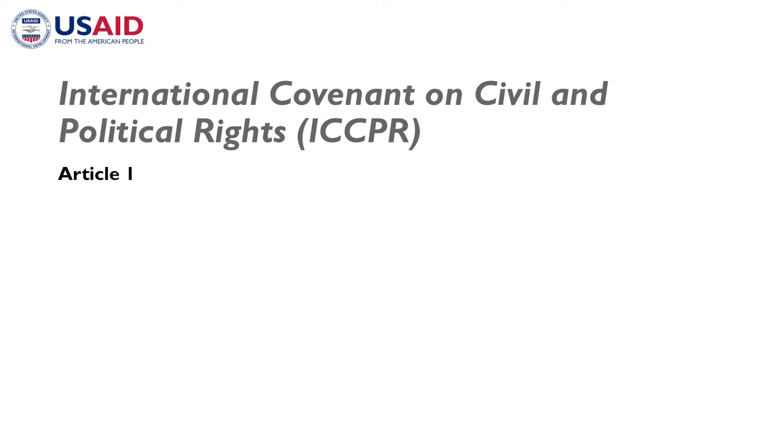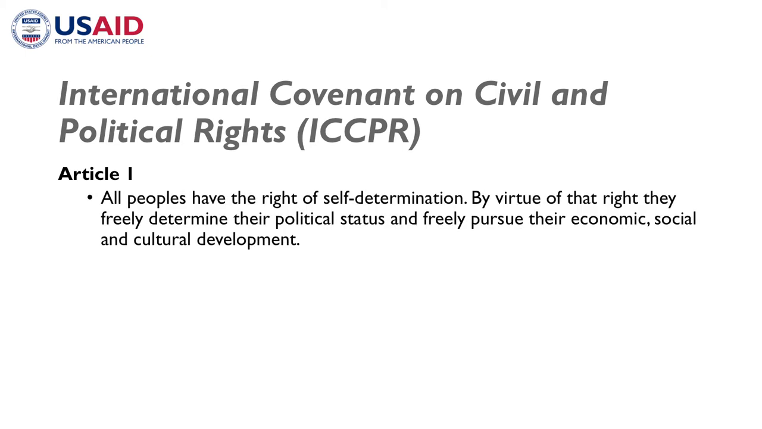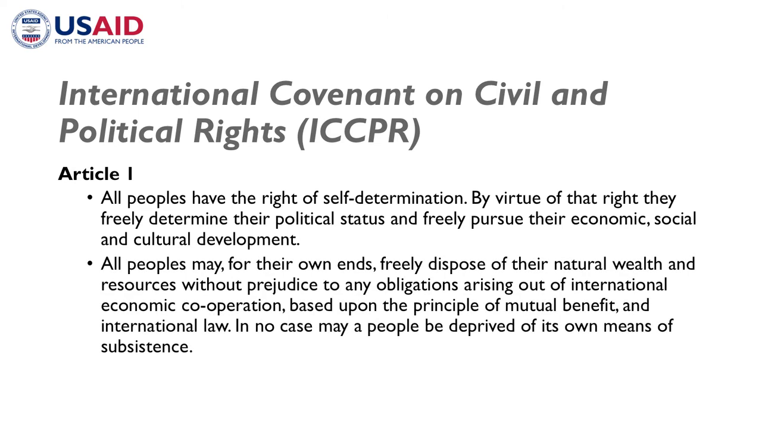The ICCPR, the International Covenant for Civil and Political Rights, was adopted by the UN General Assembly in 1966. It's important to note what it covers as opposed to what some of the other treaties cover. Article 1 provides all people have the right of self-determination. By virtue of that right, they freely determine their political status and freely pursue their economic, social, and cultural development. It also provides all peoples may, for their own ends, freely dispose of their natural wealth and resources without prejudice to any obligations arising out of international economic cooperation. This principle of the right of self-determination is in both the ICCPR and the ICESCR.